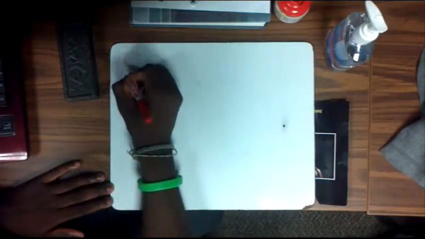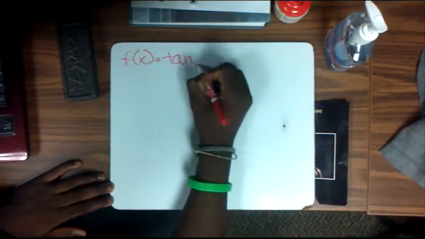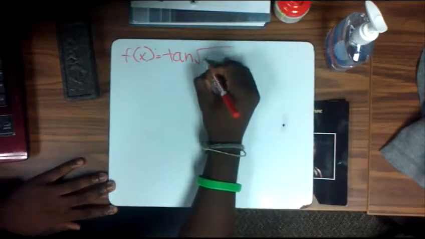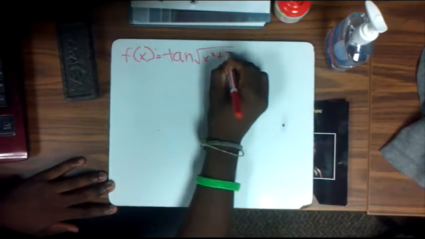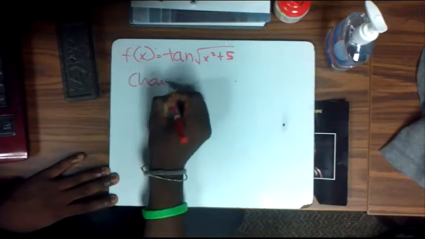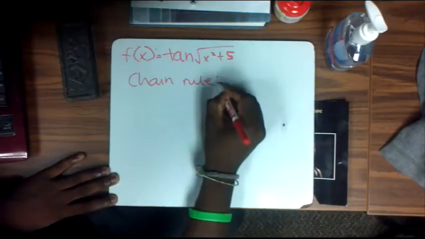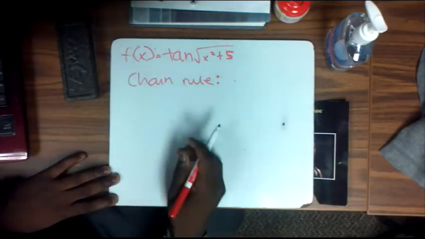Hello once again. The second part of my problem is f of x is equal to tangent of the square root of x squared plus 5. Because this is a chain rule, we're going to have to do things differently from the last problem.